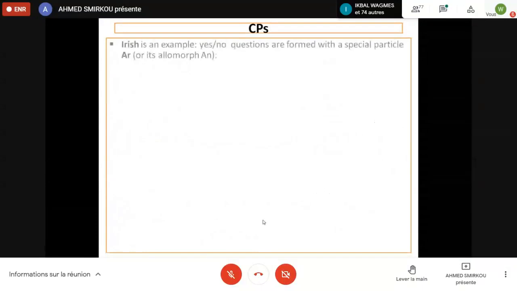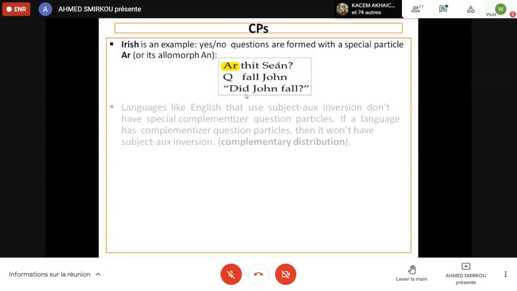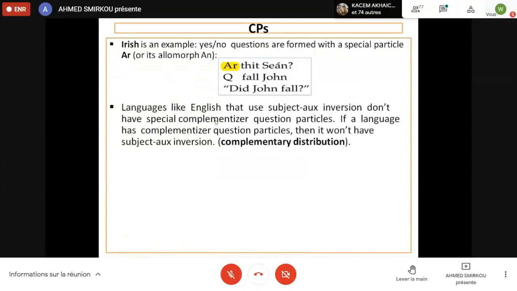Okay. An example. Questions are formed with a special particle, a complementizer R. Here is an example. So in Irish, for example, they say R. So this R is a complementizer. But in English, there is do insertion or subject aux inversion. Okay. So this is the conclusion. Languages like English that use subject aux inversion don't have special complementizer question particles. If a language has complementizer question particles, then it will not have subject aux inversion. They occur in complementary distribution, which means that they are two instances of the same thing.